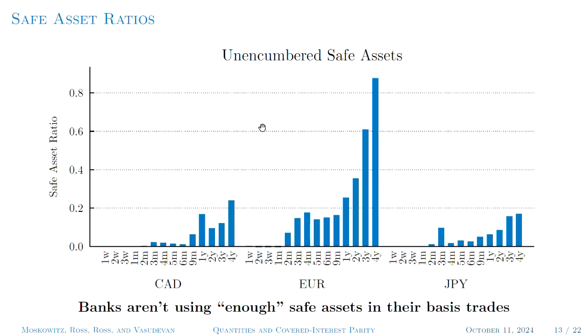So here I've plotted the safe asset ratio for the Canadian dollar, the euro, and the Japanese yen across different currencies. And you can see across all of them, it's less than 1. Banks are clearly not using enough safe assets in their basis trades to fully hedge it. And of course, you can see that it tends to increase across longer tenors.